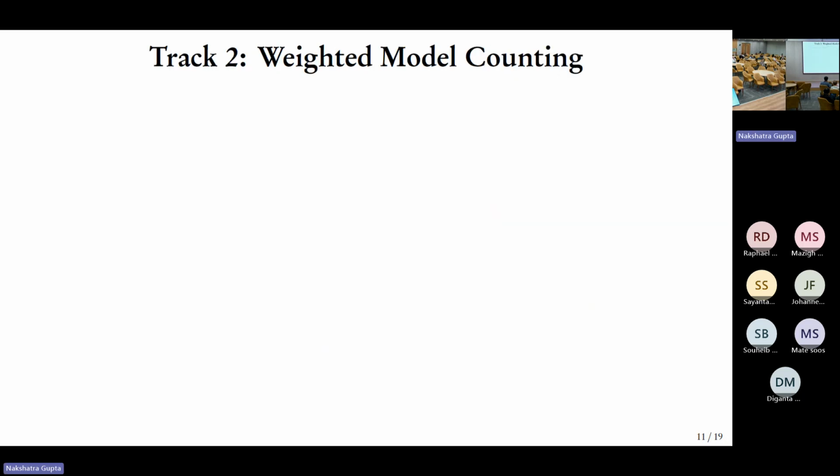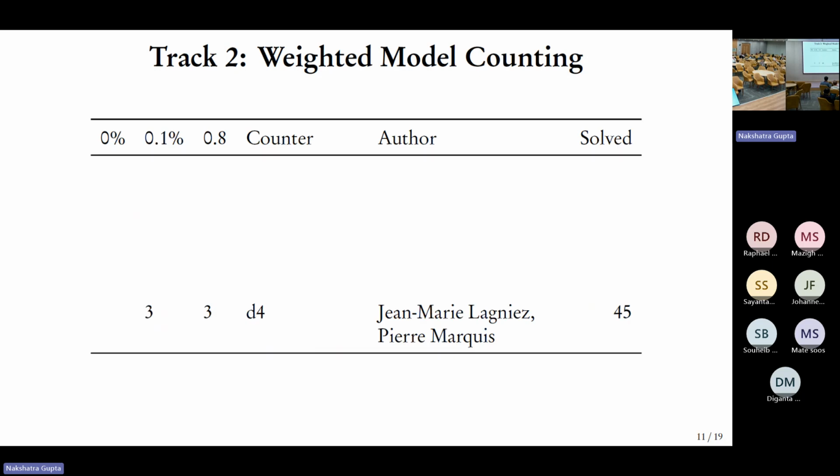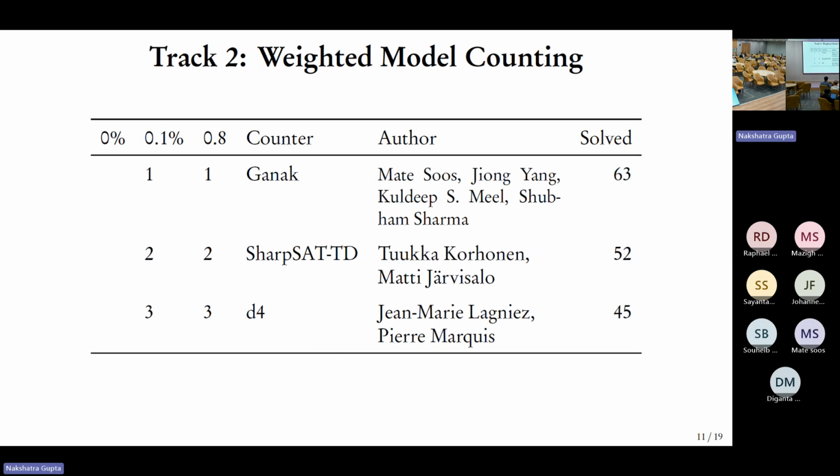For the second track, the weighted model counting track, in third place we have D4 by Jomari and Pierre, and that solved 45 instances out of the 100 instances. In this track, we really had huge weights, and probably the instances were very big. So for many of the instances, we couldn't count the weights exactly, so we do not rank anything for exact weight. We start from the 0.1% error ranking. So we have D4 for rank 3. Then we have SharpSAT-TD for rank 2, and it solved 52 instances. For rank 1, we have Ganak, and that solved 63 instances.